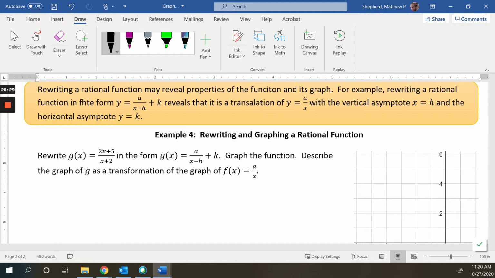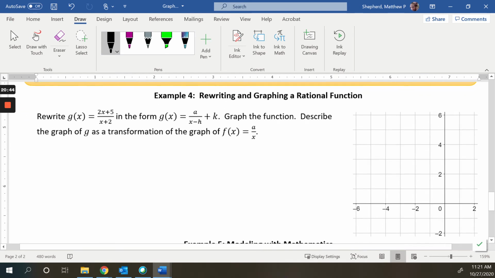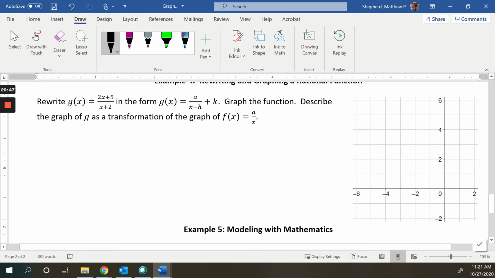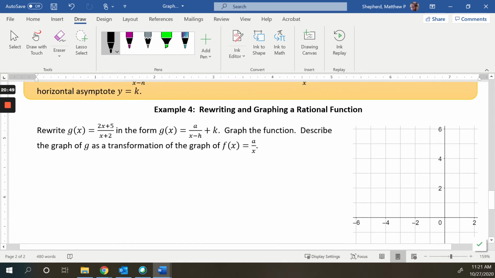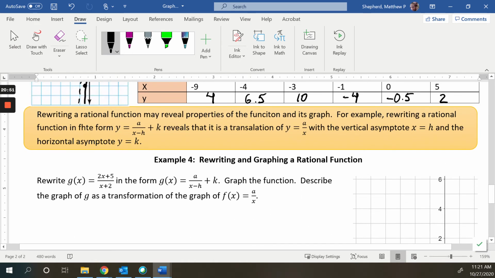For example, we can rewrite this rational function, a over x minus h plus k, and we can see that it's a translation where it went up k and it went over some x minus h places. And so what we're going to do is, sorry, I know I didn't describe myself very well right there. I apologize.